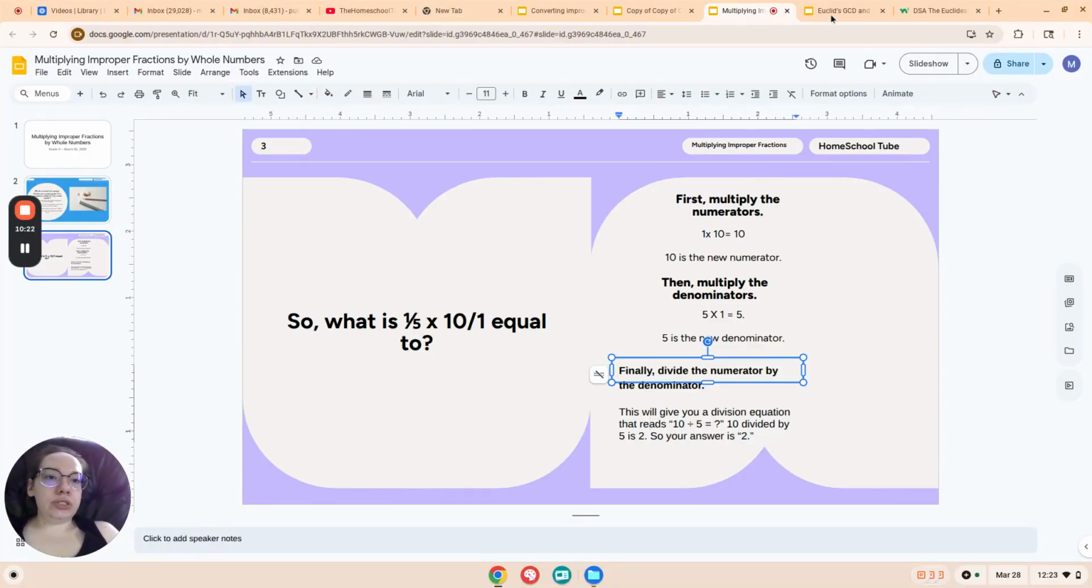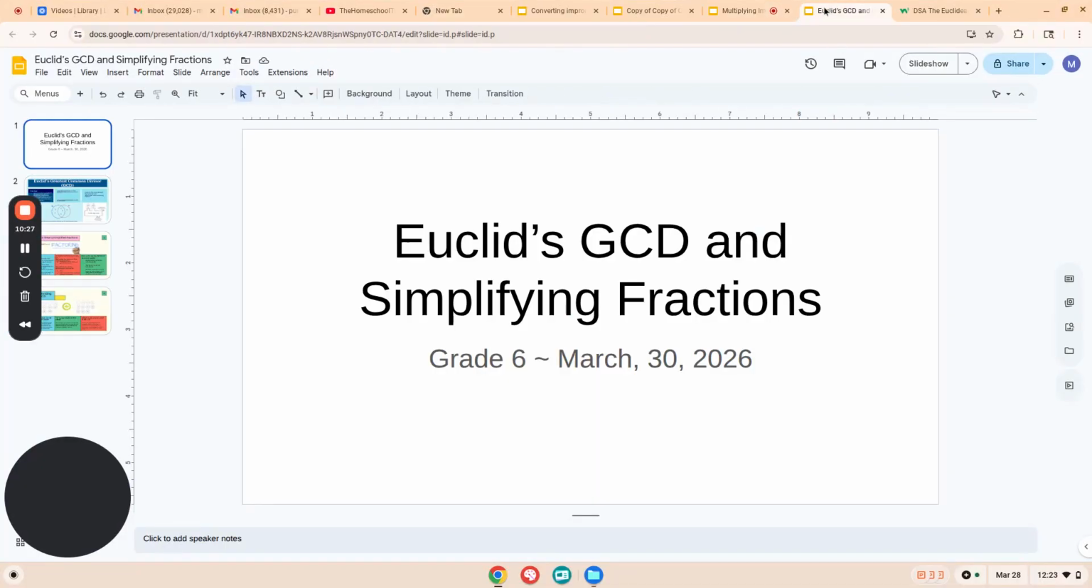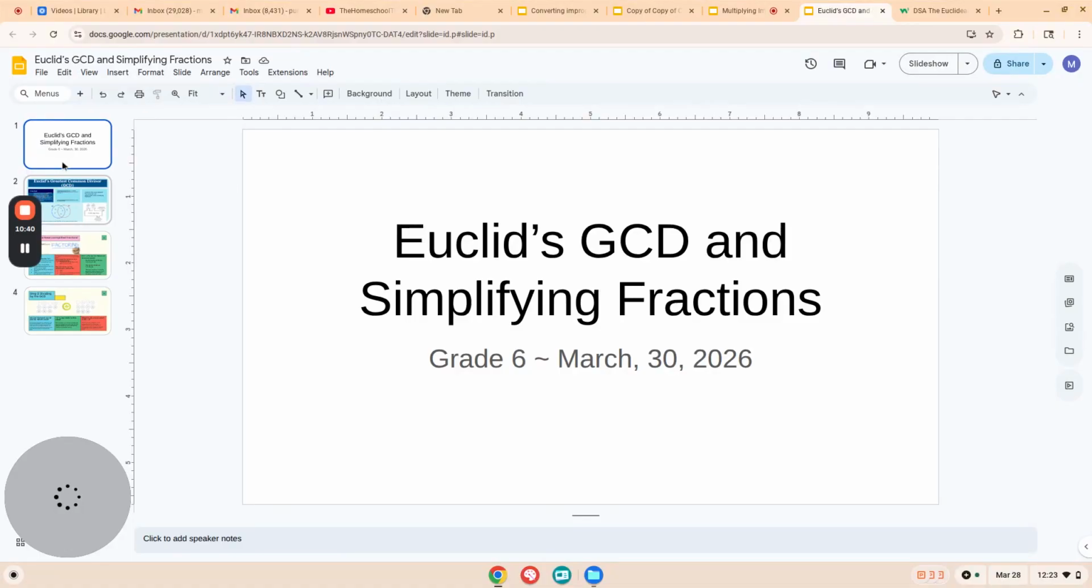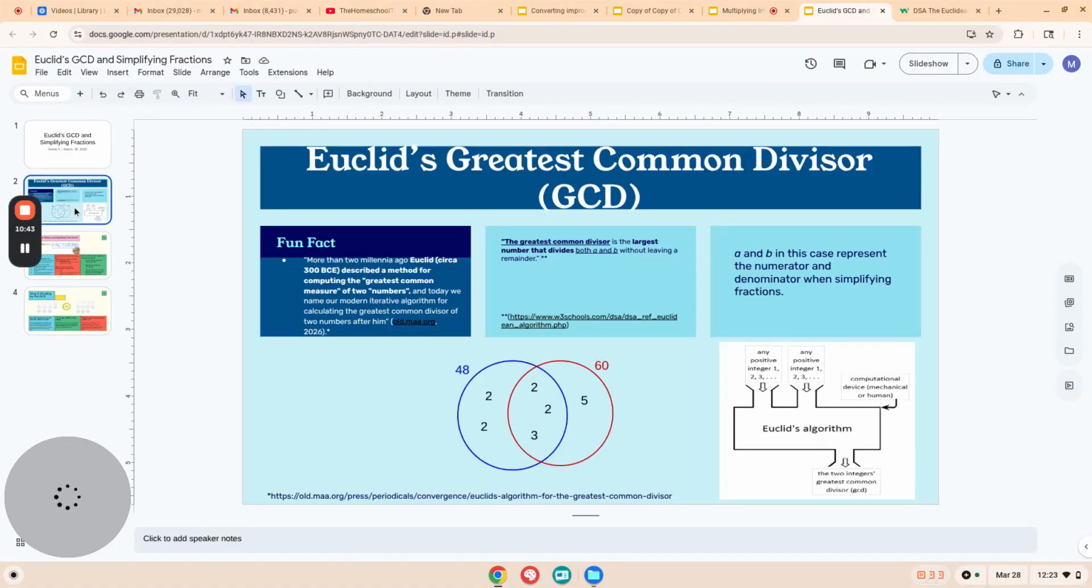The next slide we are going to go to is Euclid's greatest common divisor and simplifying fractions. Euclid's greatest common divisor. Here is a fun fact. More than 2 millennia ago, Euclid, a famous mathematician circa 300 BCE, before Christ, describes a method for computing the greatest common measure of two numbers.